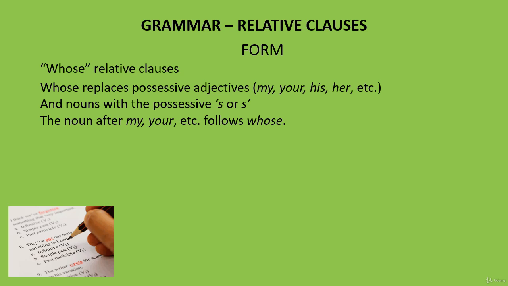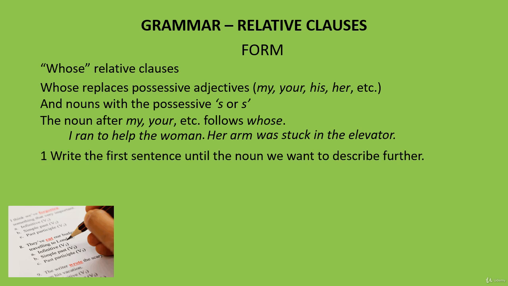Look at this example. I ran to help the woman. Her arm was stuck in the elevator. To make a relative clause from this, we use the same system as before. First write the first sentence until the noun we want to describe further. In this example, it's woman. In the second sentence, woman is not the object. The thing that she possesses is the object, her arm. So the word that refers to the woman in that sentence is her, a possessive adjective.